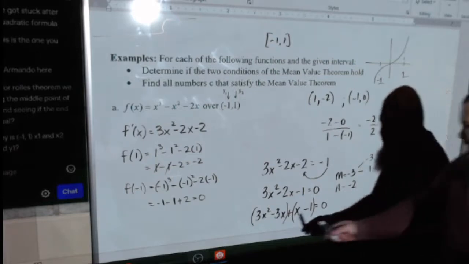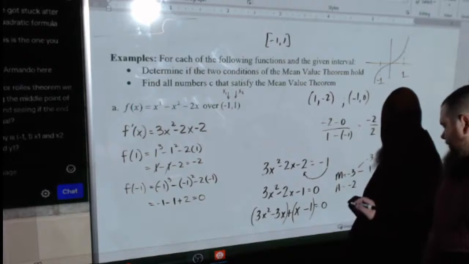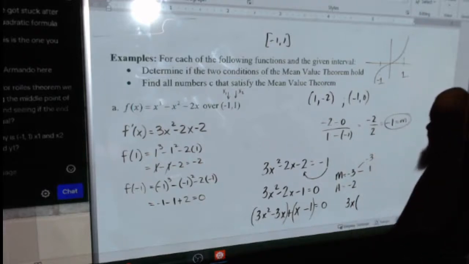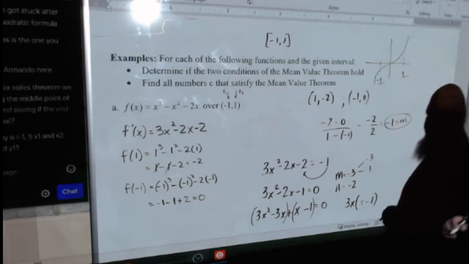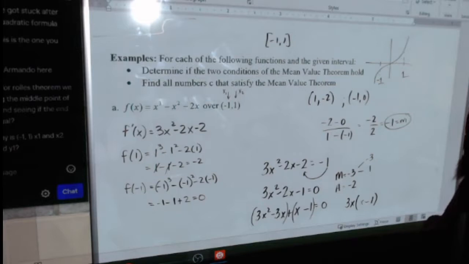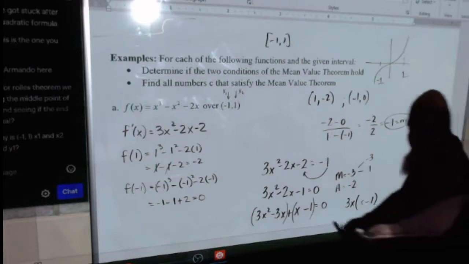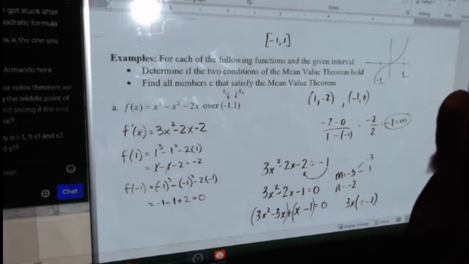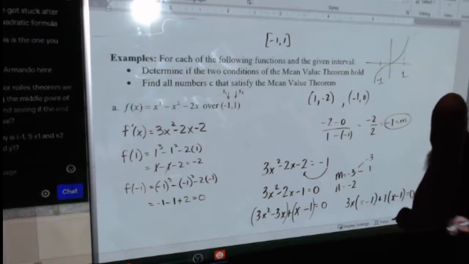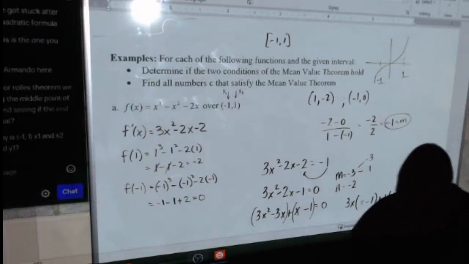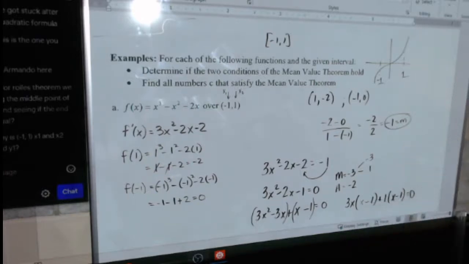So now in common in the first two, I have a 3x, leaving behind an x minus 1. And over here, I've already got x minus 1, so I just have to realize there's a 1 outside there. So far I've factored it to that.